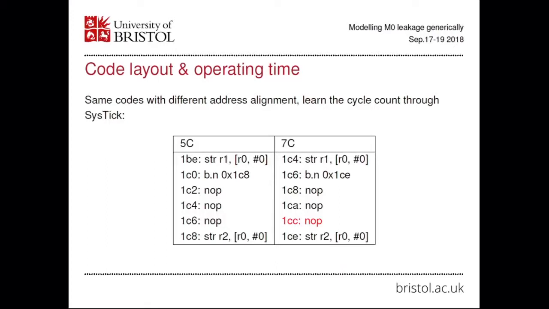As we can see here, in this table, the left column and the right column have exactly the same code, so nothing changes here. But the system tick, the CPU counter, suggests the left one takes 5 cycles and the right one takes 7 cycles. So we suspect this has something to do with the instruction prefetch. The red line here lies at a specific position where a new instruction line needs to be fetched from flash to RAM, which takes 2 actual cycles.